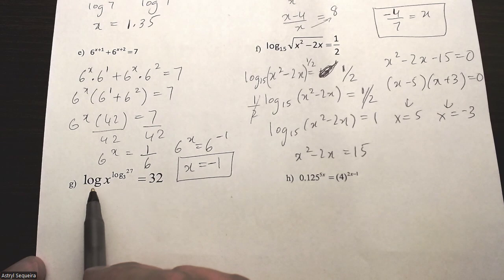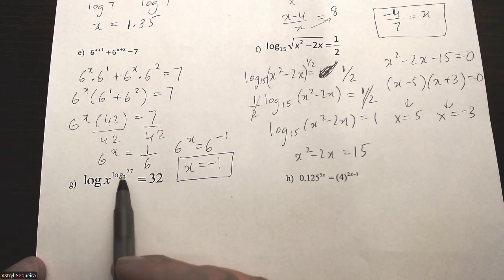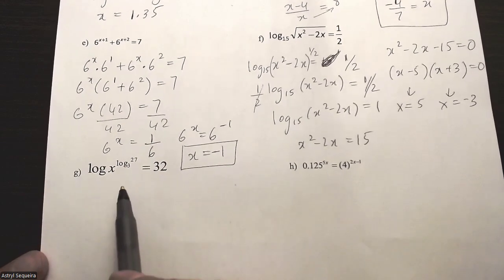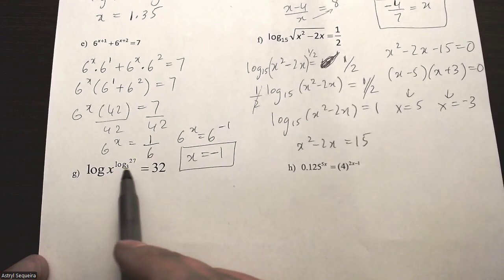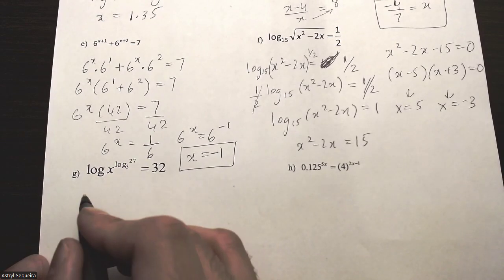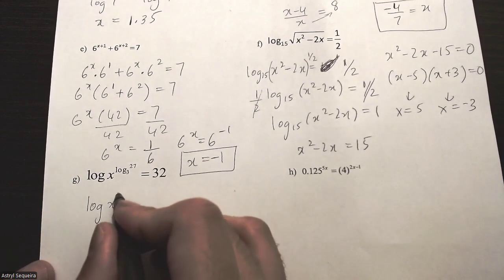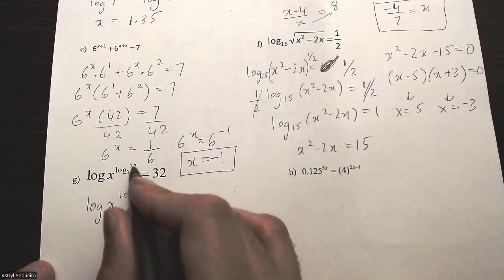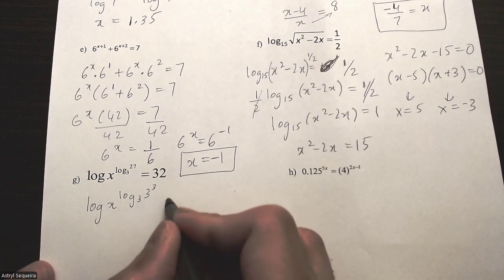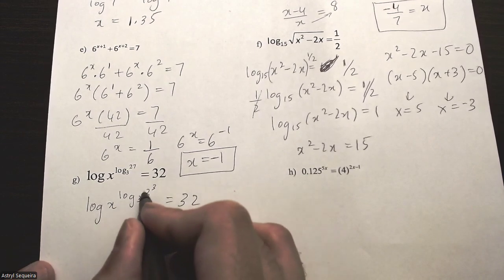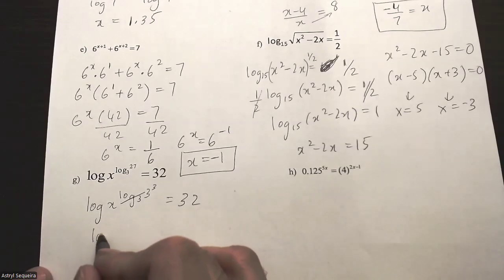Next one over here, so I have log x, log 3 to the 27 equals 32. So there's a lot over here. I guess I can start by simplifying that exponent there because I know that's very easy to simplify. I can turn that 27 into a 3 cubed. So now this all cancels.